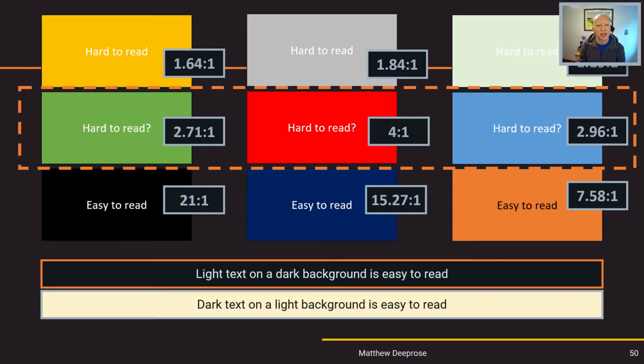So if we go back to look at those 9 examples, now I've turned on to show the contrast ratios. And that middle row all has examples that were below 4.5 to 1, and we shouldn't be using those for presenting text.